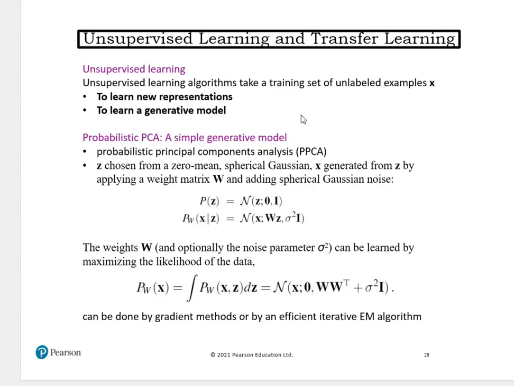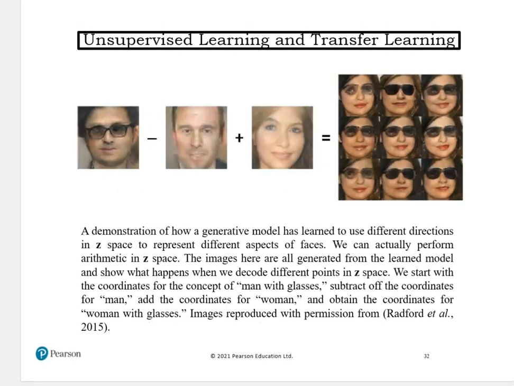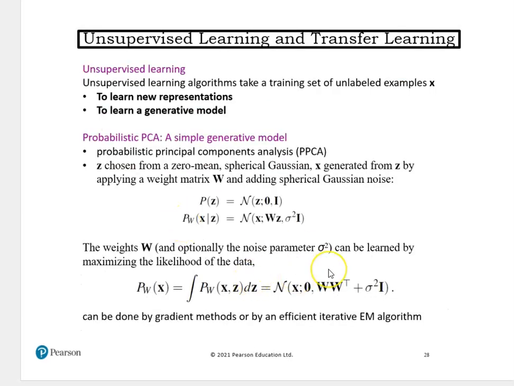Now that learned probability model, P sub W of X and Z, achieves both representation learning and generative modeling, because if I want to get the most likely image, all I have to do is to integrate out over Z and get the highest probability image. And that would give me the output in that case.